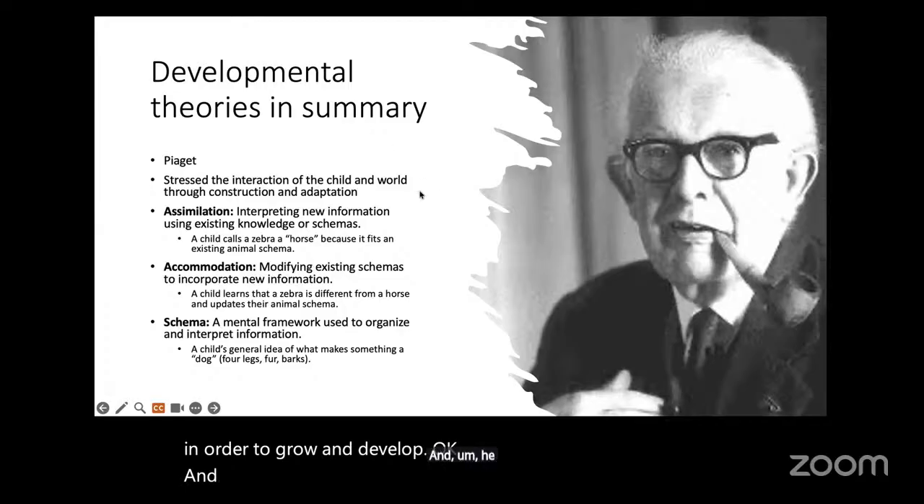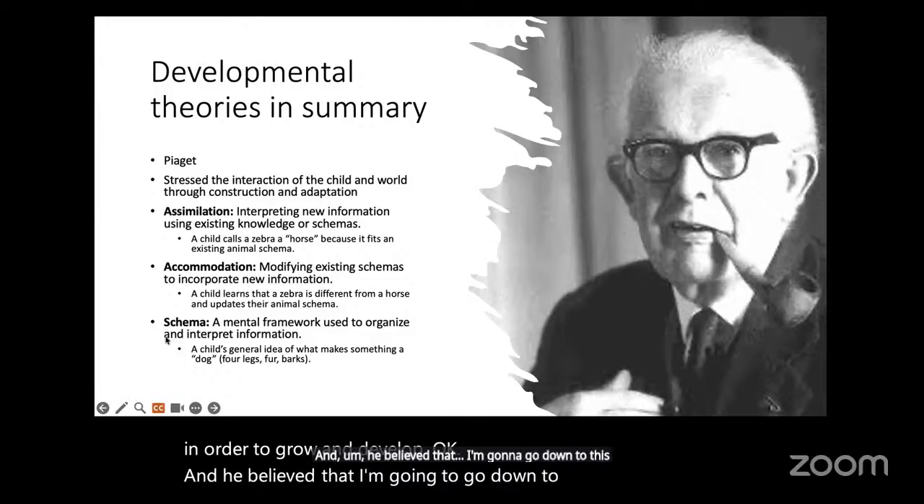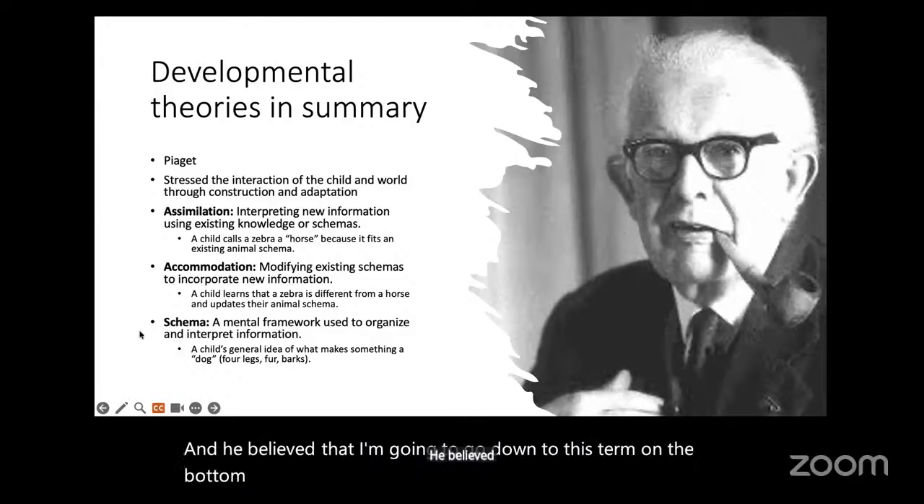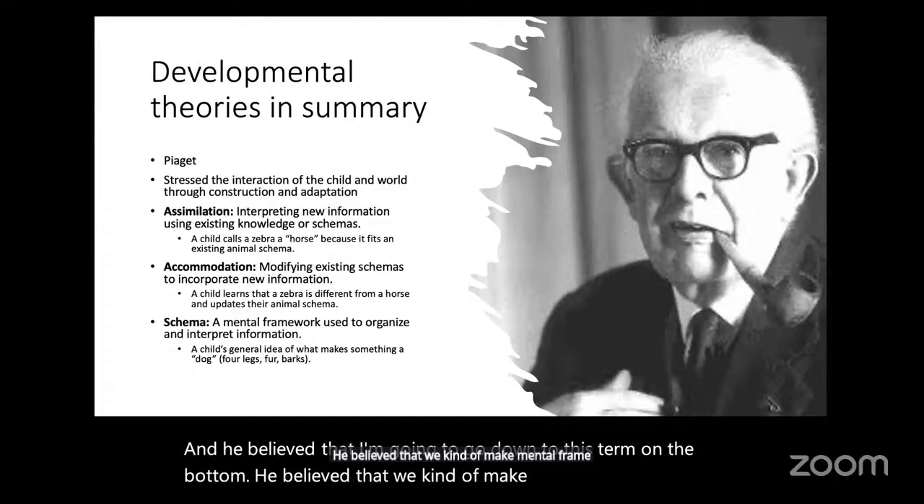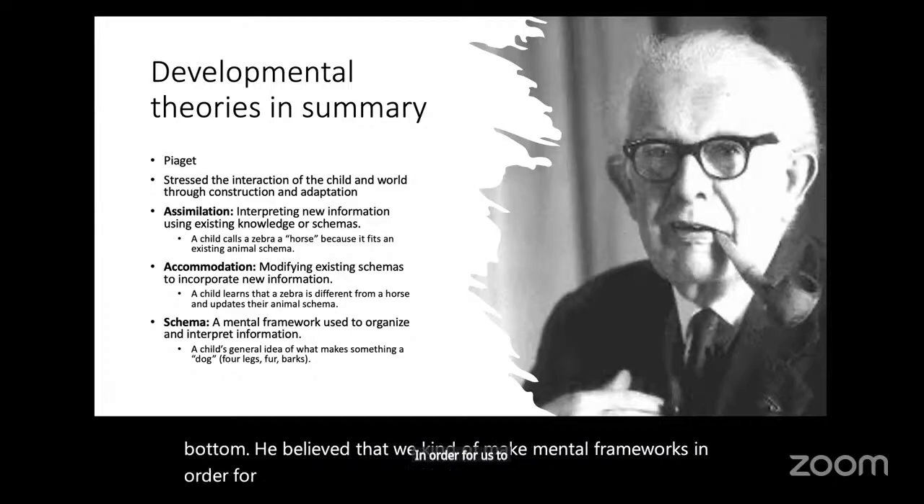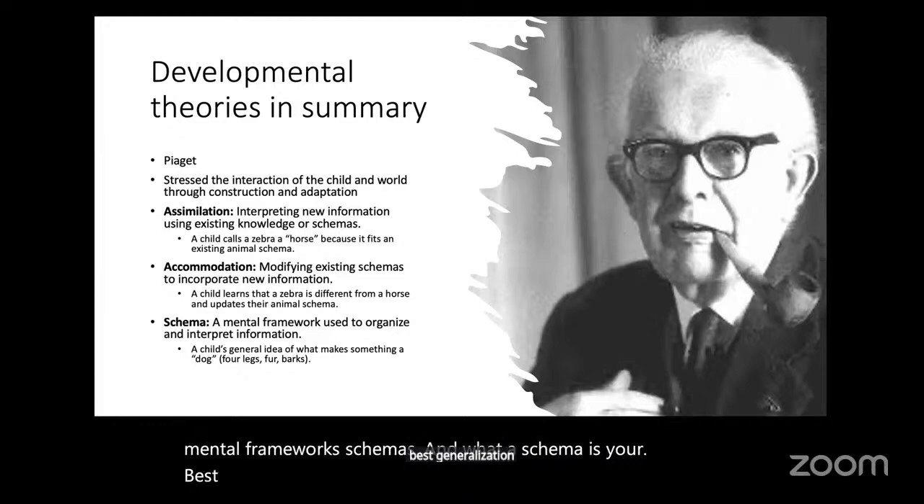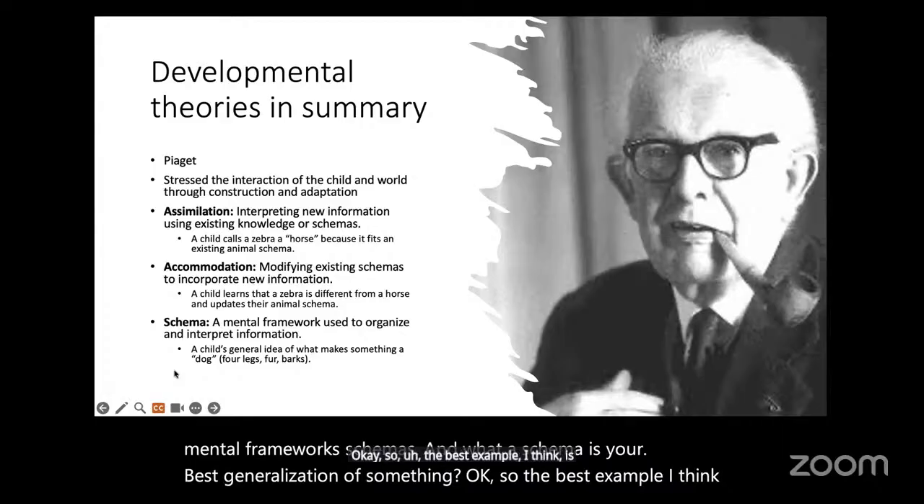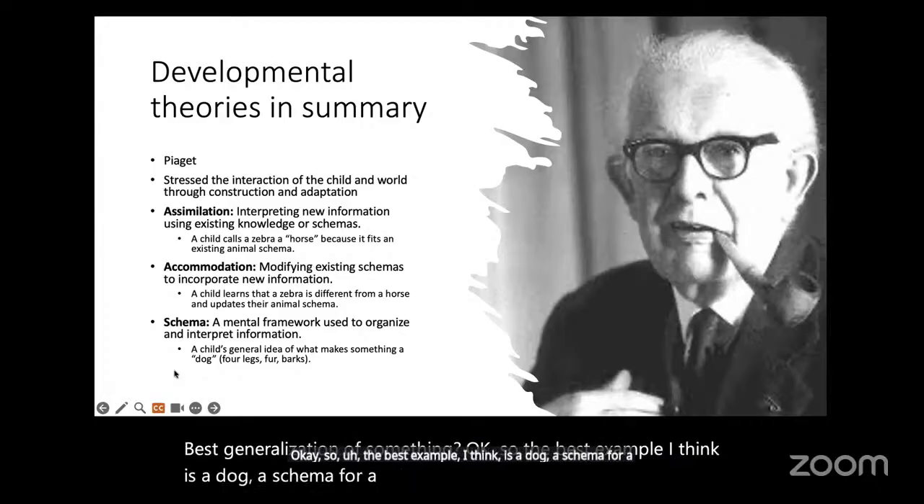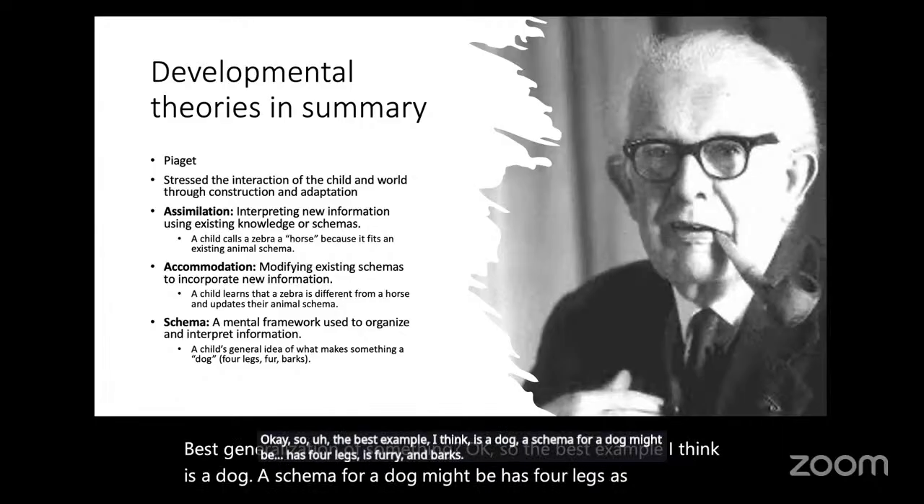He believed that I'm going to go down to this term on the bottom. He believed that we make mental frameworks in order for us to easily negotiate our world. And he called these mental frameworks schemas. A schema is your best generalization of something. Okay. So the best example I think is a dog. A schema for a dog might be has four legs, is furry, and barks.